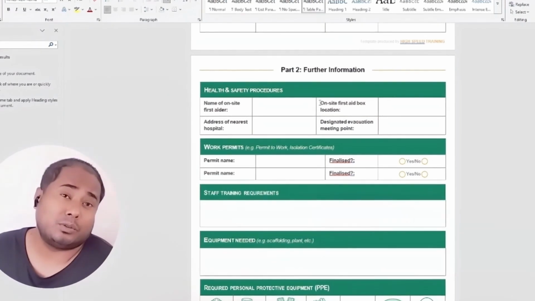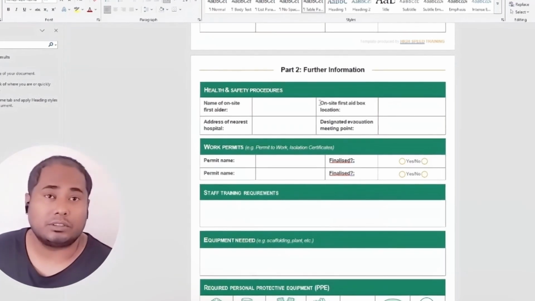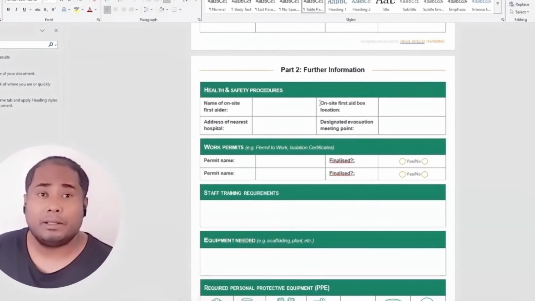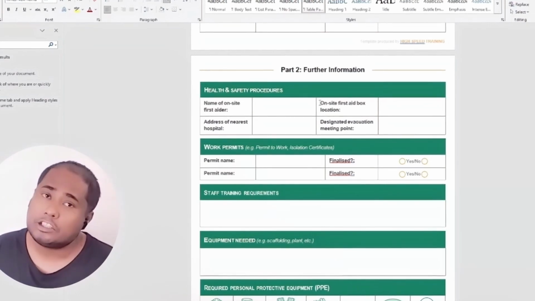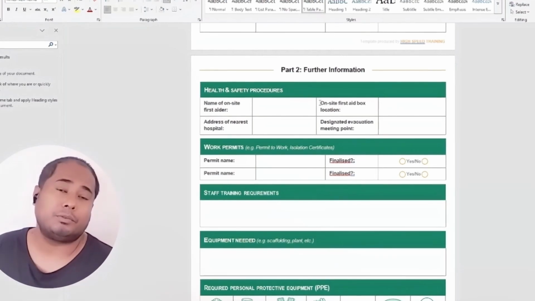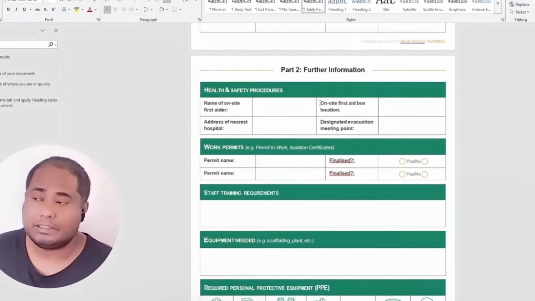It is very good to add the number also in this, and the location of the first aid box. It is important to mention the location of the first aid box, and it is essential to give the address of the nearest hospital. If there is a small hospital near your project, you can mention it. Also, if possible, if there is a big hospital, give details on that too.